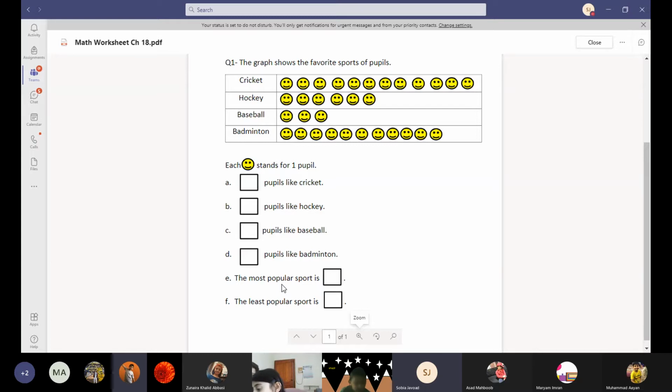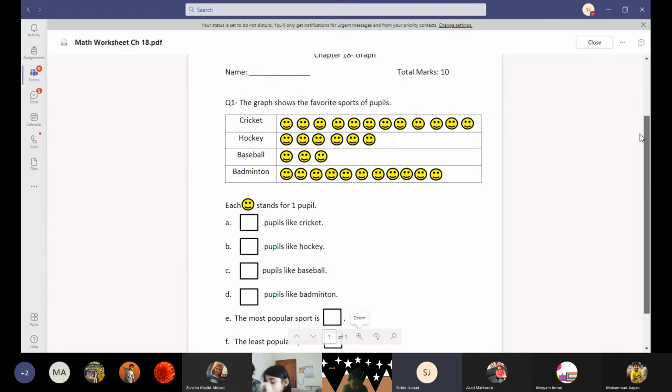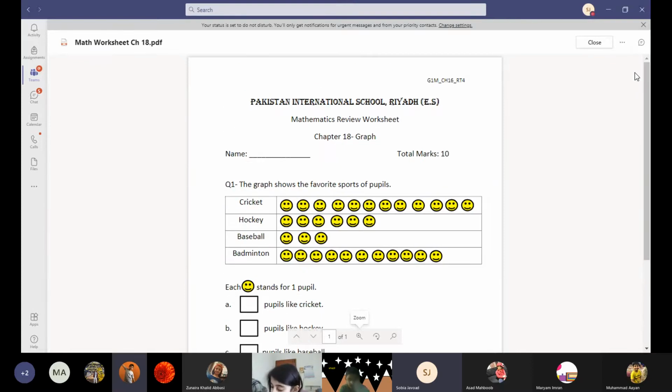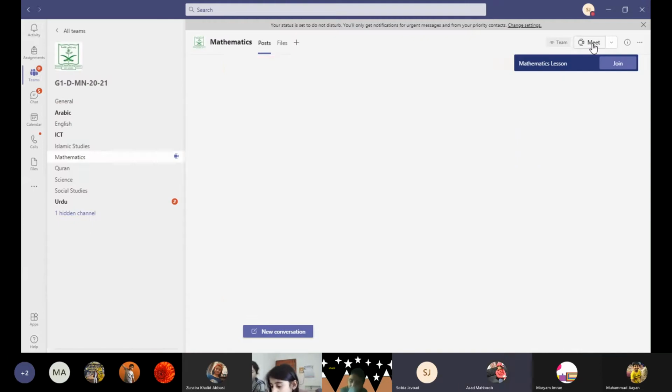Okay, so you understand how to read the graph, huh? You all understand how to read a graph. This is the thing we have learned in our chapter 18, graphs. So let's have a look at your graphs MS quiz.